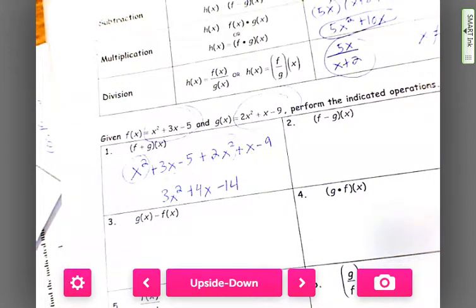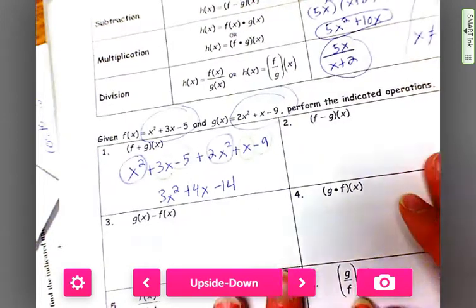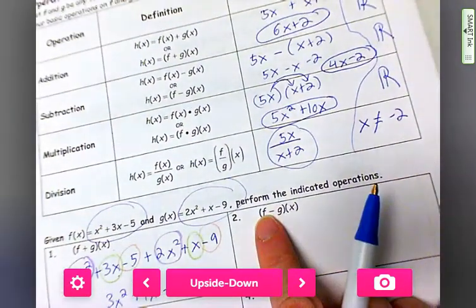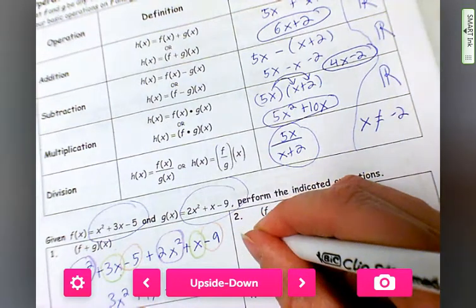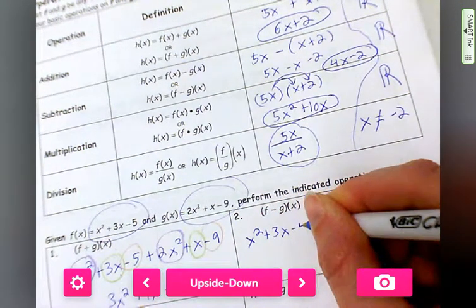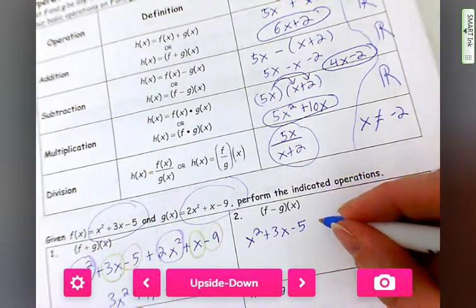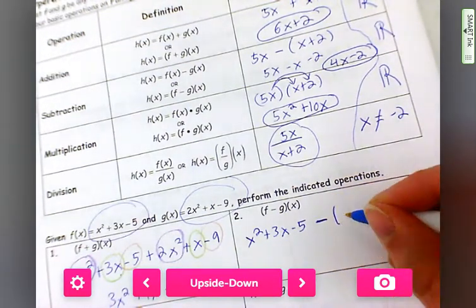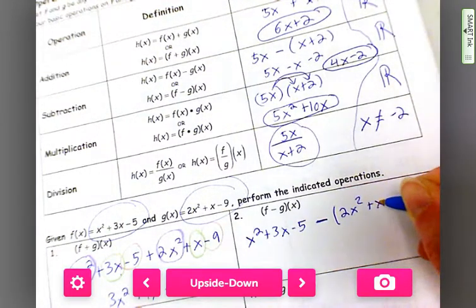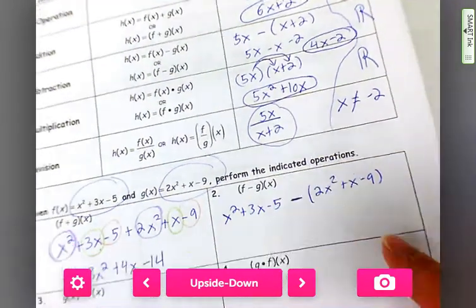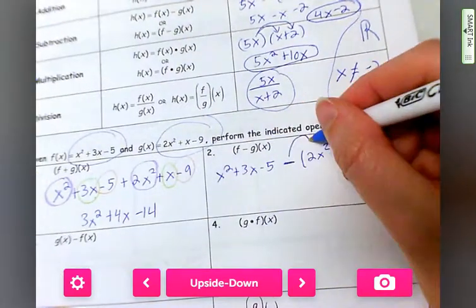Okay. All right, now we're going to do the same thing, but for subtraction. Just make sure when we're subtracting, we have to be careful of that negative. Make sure to distribute that negative throughout. Okay? So let's try one, and then I'll show you what I mean. All right. We want f minus g of x. So we're going to write down f of x first, just like normal. Okay? But then I'm going to say minus, and I'm going to put in parentheses 2x squared plus x minus 9. And I put that in parentheses so you guys can see that we want to distribute that negative to everything.